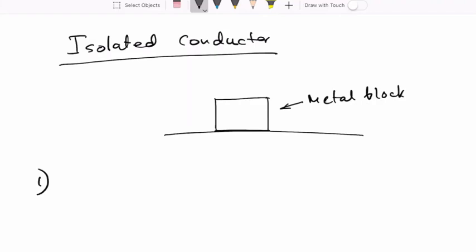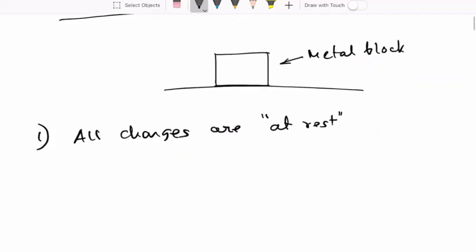So in a conductor, we know that there are free electrons, right? So in an isolated conductor, we say that all charges are at rest. And I'll just qualify this statement at rest a little bit. So what that means is that there is no large scale motion of the free electrons. They're not moving in any particular direction.